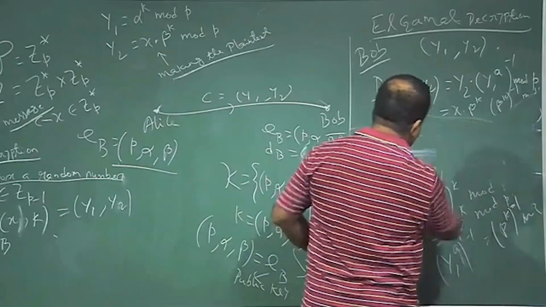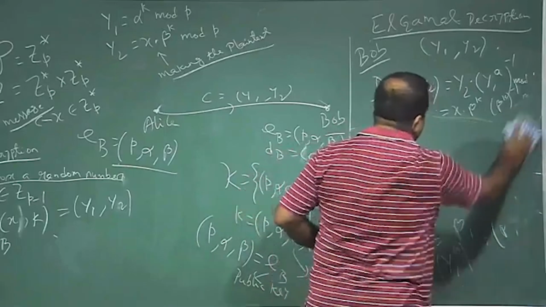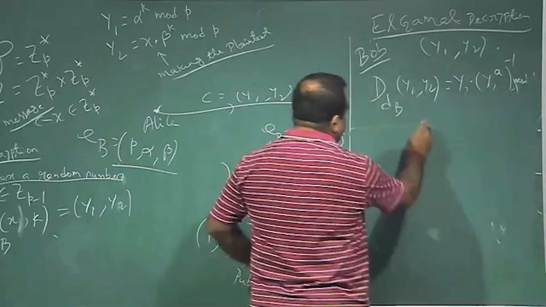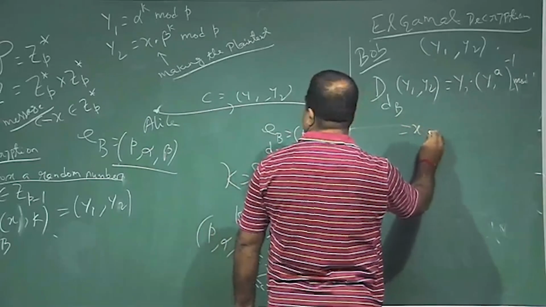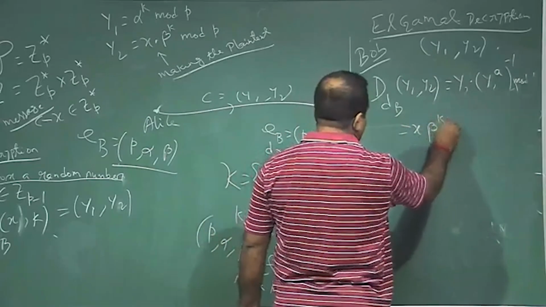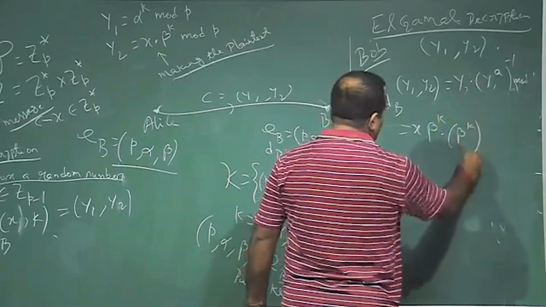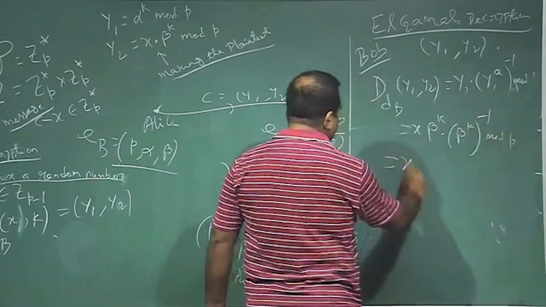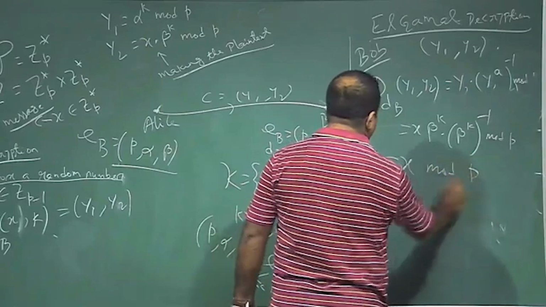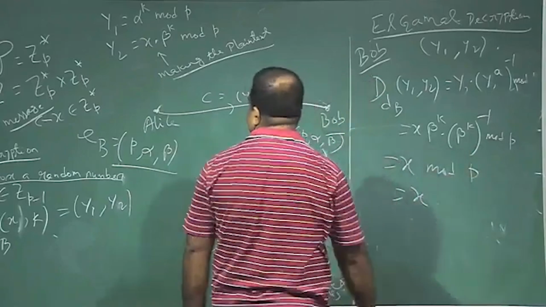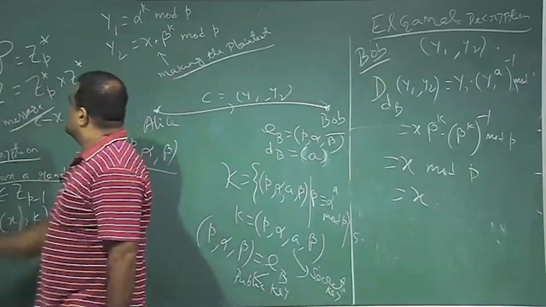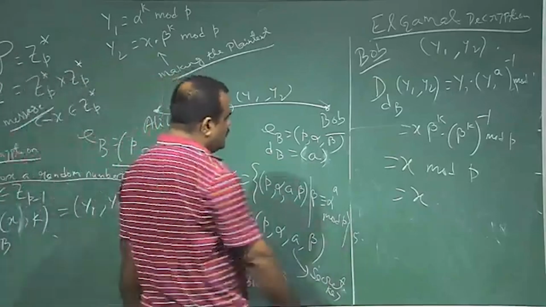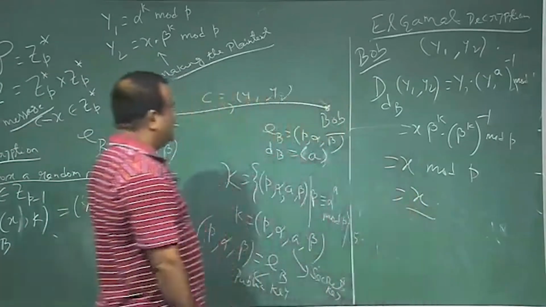Yeah, we can just write this side, this may not be visible there. So it is basically x into beta to the power k into beta to the power k inverse mod p. These two are cancelling out, so it is basically x mod p. It is basically x because x is coming from Zp star. So Bob is getting the plain text.